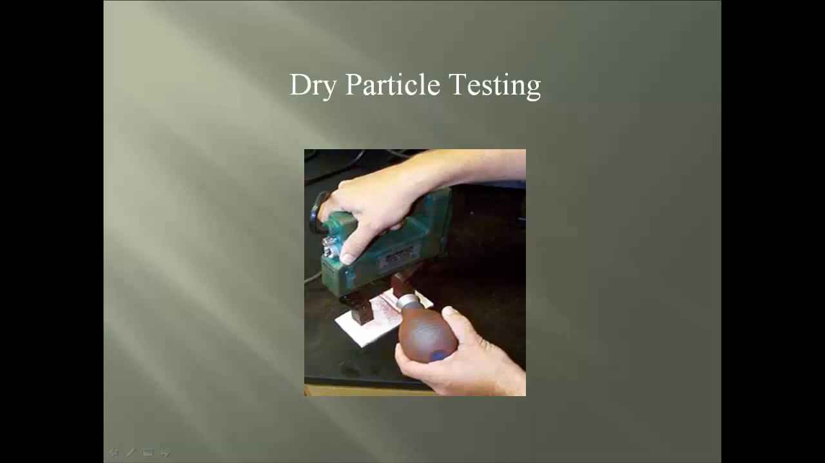Looking at the dry particle testing method, the iron particles used are very small and often dyed to provide a vivid color contrast which reveals the defect. These magnetic particles are applied with a low velocity airstream.